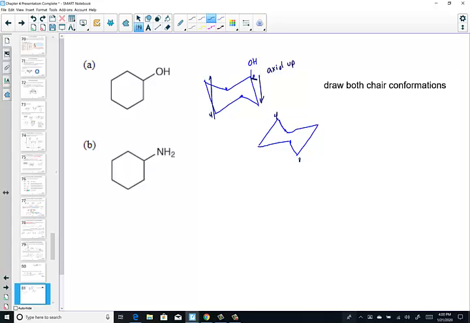So now, if the axial was pointing up, it will be an equatorial pointing up, and the hydrogen is then pointing down on an axial. We did a ring flip. Oh, let's try another one. Let's try this amine group.